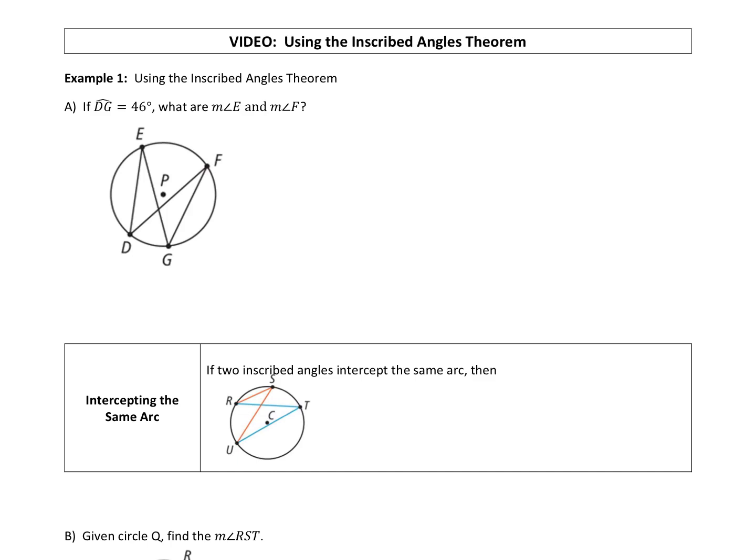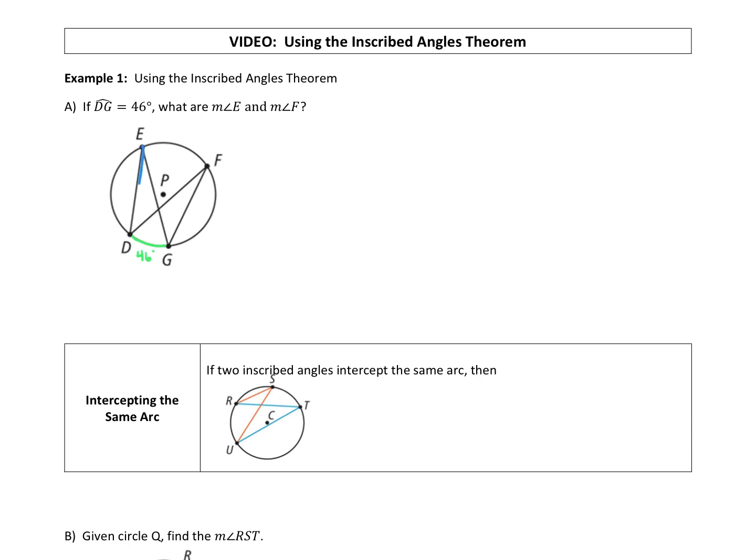All right, so we're going to take a look at a handful of different examples of these inscribed angles. So part A, if arc DG is equal to 46 degrees, so let's find arc DG. Here it is right here. If that is equal to 46 degrees, what are the measures of angle E and angle F? So angle E is over here.